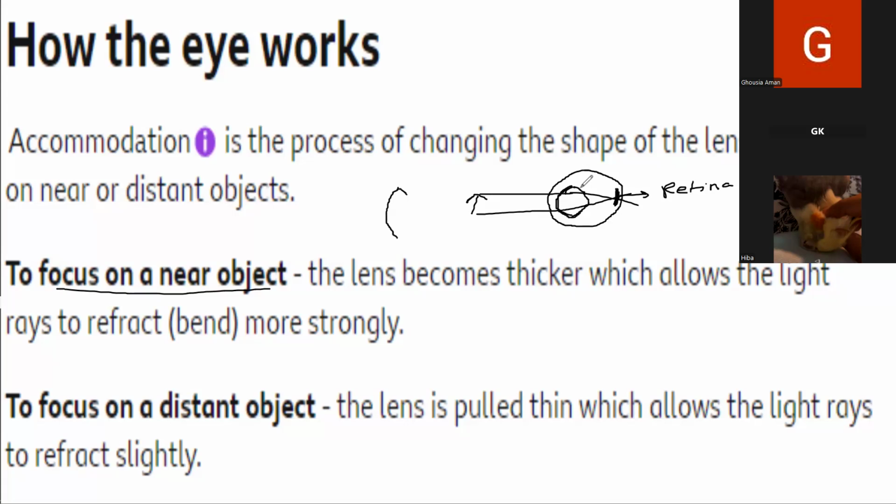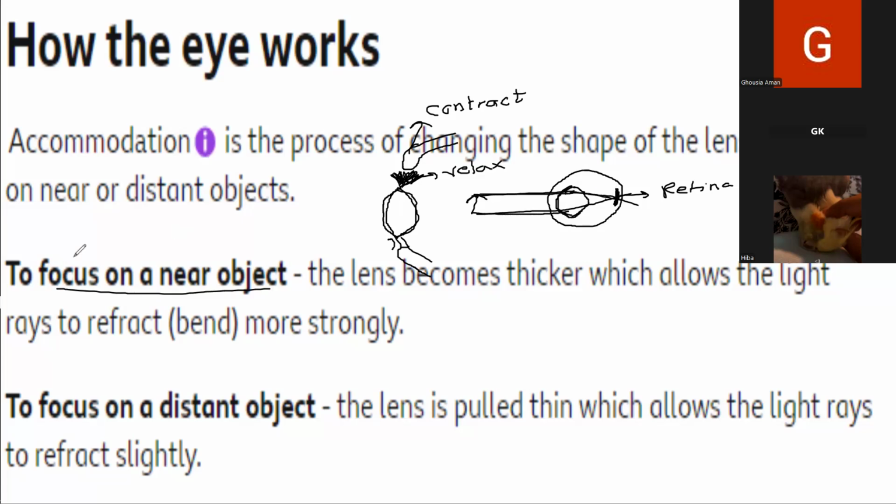The lens is held in place by suspensory ligaments, and the suspensory ligaments are attached to the ciliary muscles. So your suspensory ligaments relax and your ciliary muscles contract. When the ciliary muscles contract and the suspensory ligaments become loose, they cause the lens to become rounded in shape, so that the image will form over the retina.